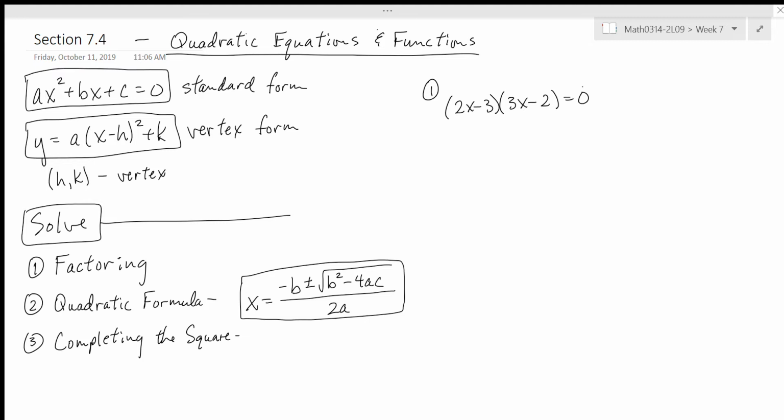So I don't know if you noticed this or not, but what they've actually done is they've done the factoring for me. And so all I need to do is set each factor equal to 0. This basically has no work to do. It's already been set up for me. We're just going to set the factors equal to 0 and solve.